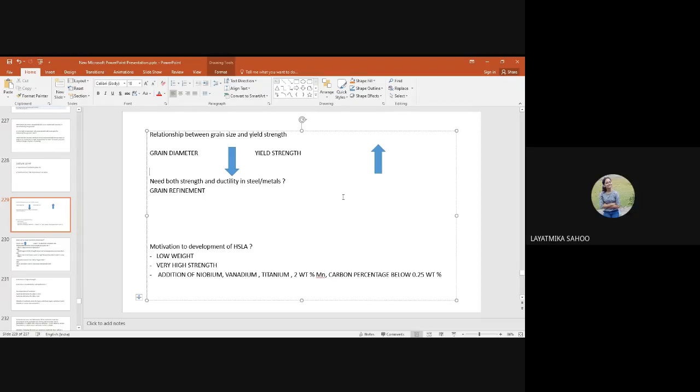Very good. Due to the presence of these vanadium, niobium alloying elements, the grain coarsening will not occur at 1000 degrees Celsius. Very good. So if grain coarsening does not occur, what will be the advantage after transformation? After transformation, fine grains will be obtained. Yes, very good. Okay, fine. I think you have understood now. If you have any questions, you can ask me right here.